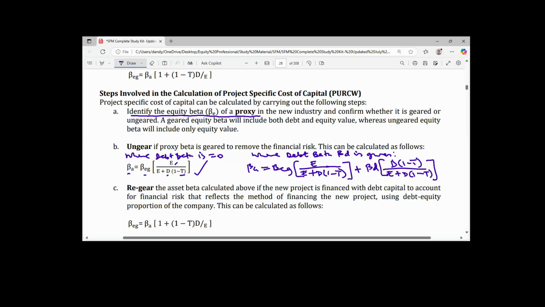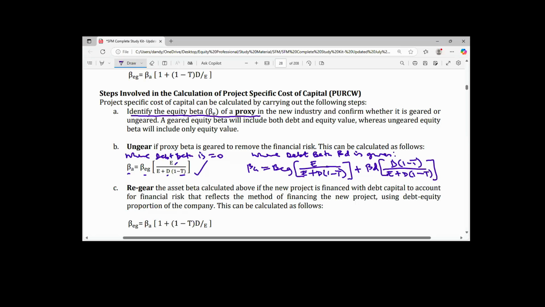So you need to remove the financial risk involved in the asset beta, in the beta of that proxy company. All right, that's what we have done in step 2. So in step 3 now, you want to calculate the weighted average cost of capital, which is project-specific work. So in this case, if the main company has debts in its capital structure, certainly you need to incorporate financial risk into the cost of capital that you want to calculate.